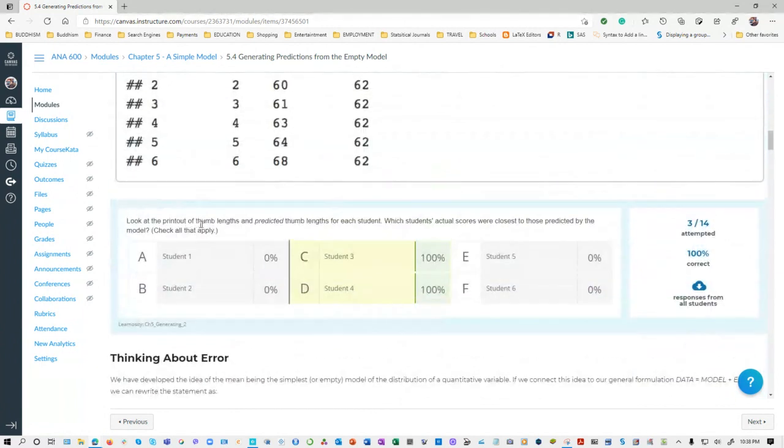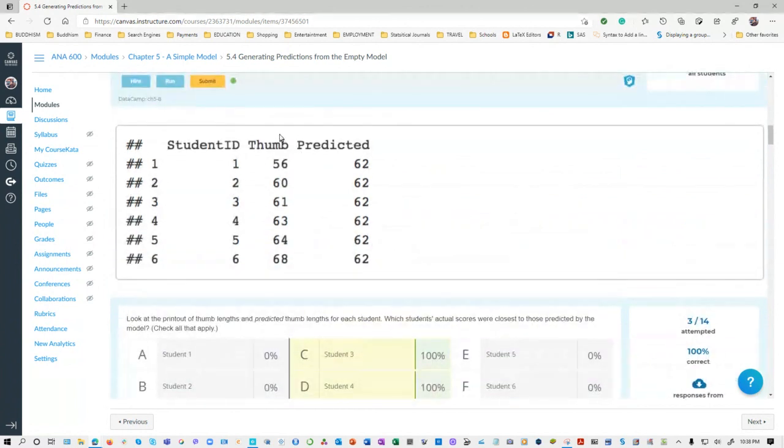Look at the print out of the thumb length and the predicted thumb length for each student. Which student's actual score was closest to the predicted one? This is called the actual value, the real value, the true value. This is called the predicted value, the estimated value. Which one is closest, student 3 and 4? Student 3: 63, 62. Above the average, below the average, very close.